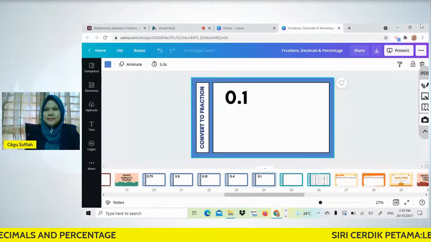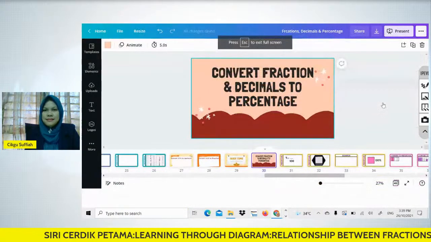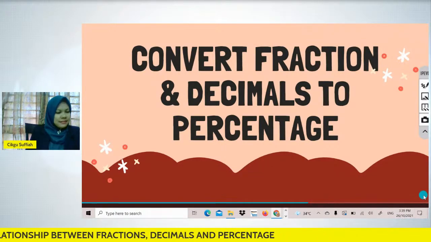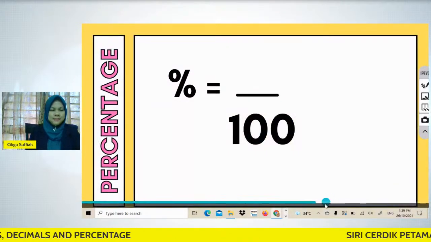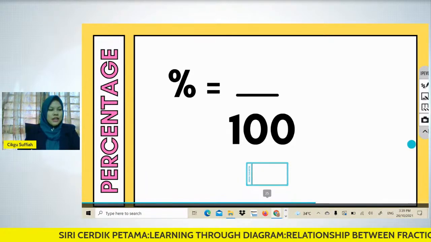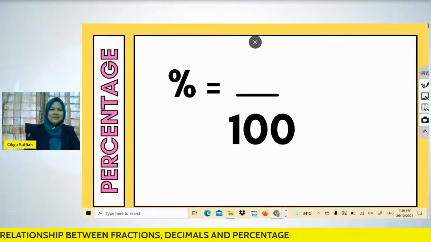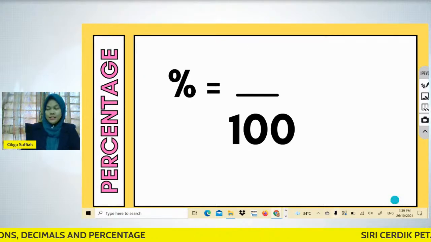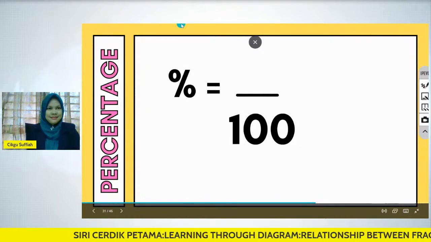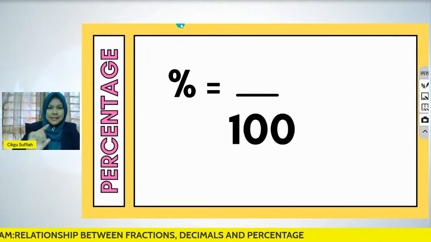Now we're going to enter converting fractions and decimals to percentages. Do you know that percent is actually equal to per 100? Percent is per 100. This is the first thing, the basic that you need to know. So I'm going to play a 1-minute video. Just listen.